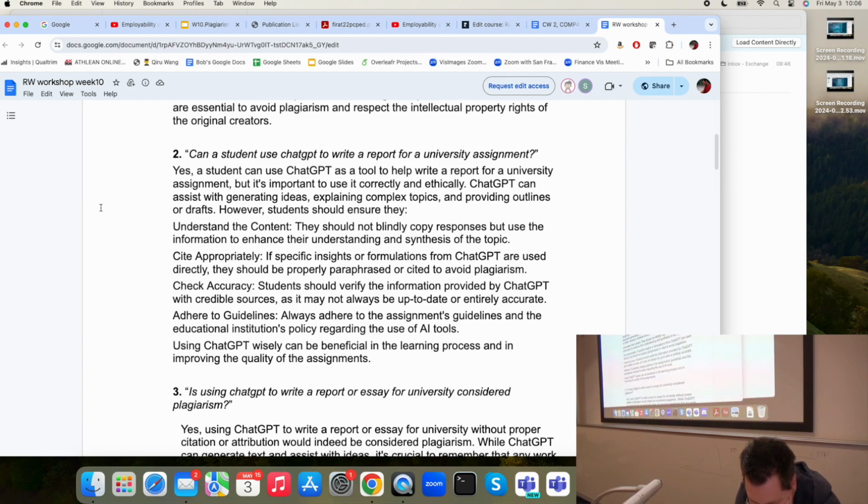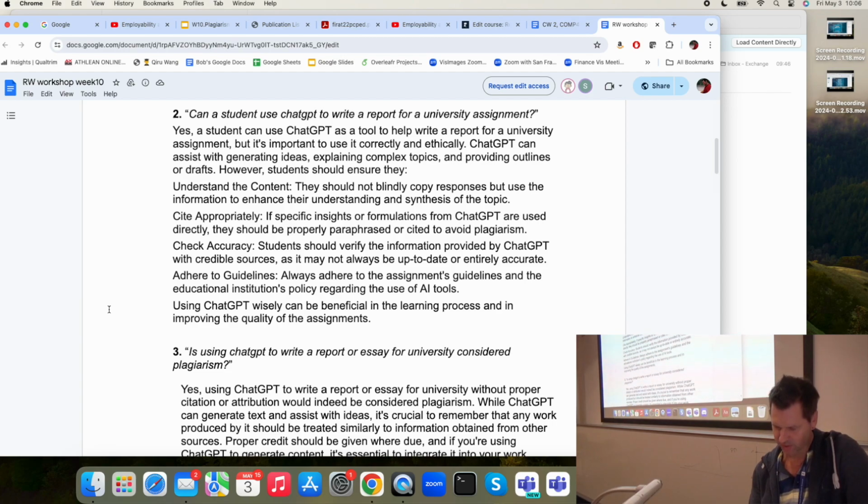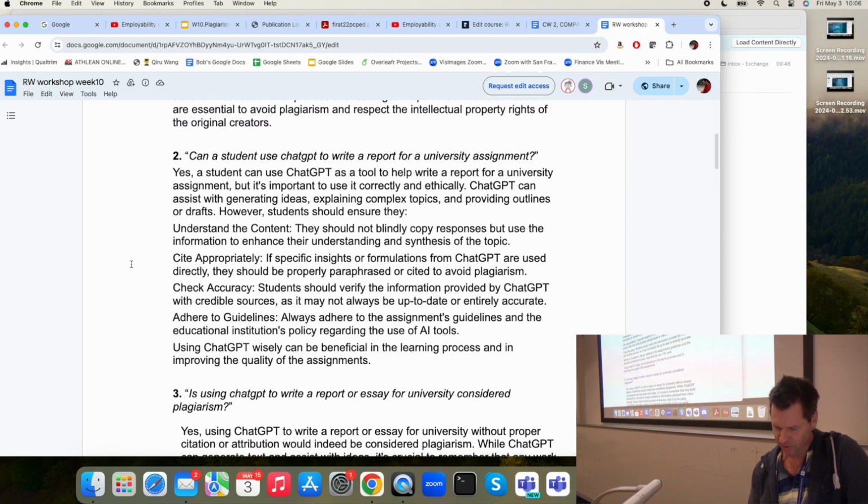Check and verify. Okay, that's interesting. Check accuracy. I wasn't expecting that. That's very good, actually. Adhere to guidelines. Always adhere to the assignment's guidelines and educational policies. Nice, nice answer. Interesting answer. I think that's a good answer, actually.